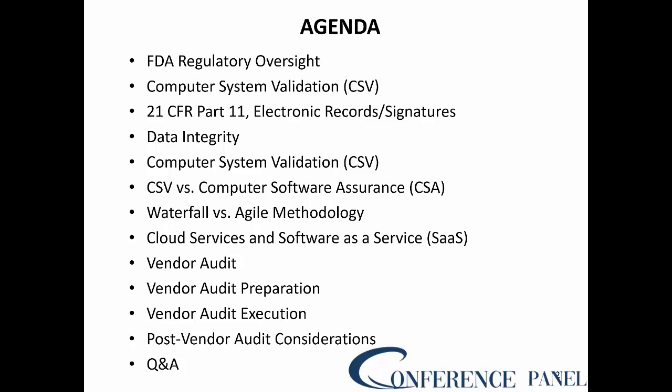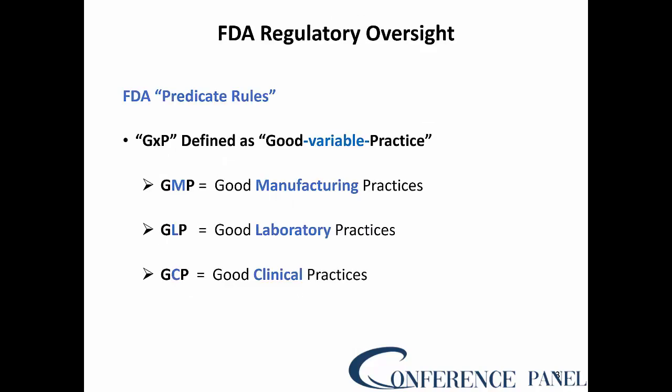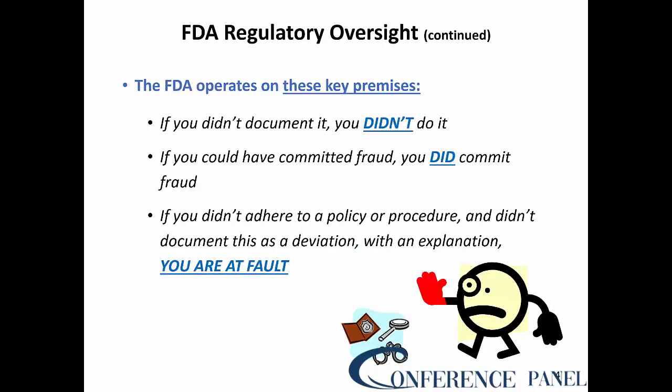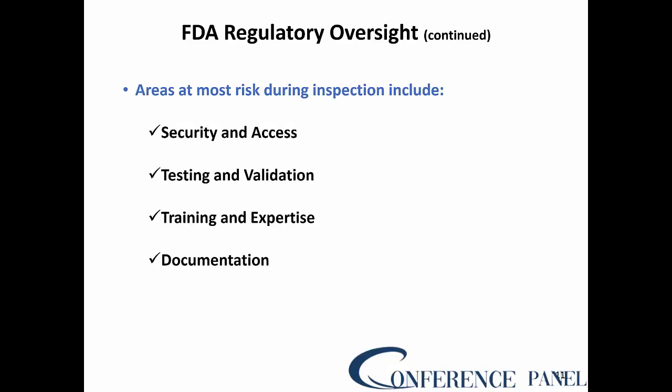So as we go along, we'll highlight the areas where you should be checking with your vendors. Everything is based on predicate rules, the GXPs where X is a variable, and whether it's manufacturing, laboratory, or clinical areas. The FDA operates on key premises to always keep in mind: if you didn't document something, you didn't do it. You must have objective evidence of anything that you do. The areas most at risk include security and access, testing and validation, training and expertise, and documentation.